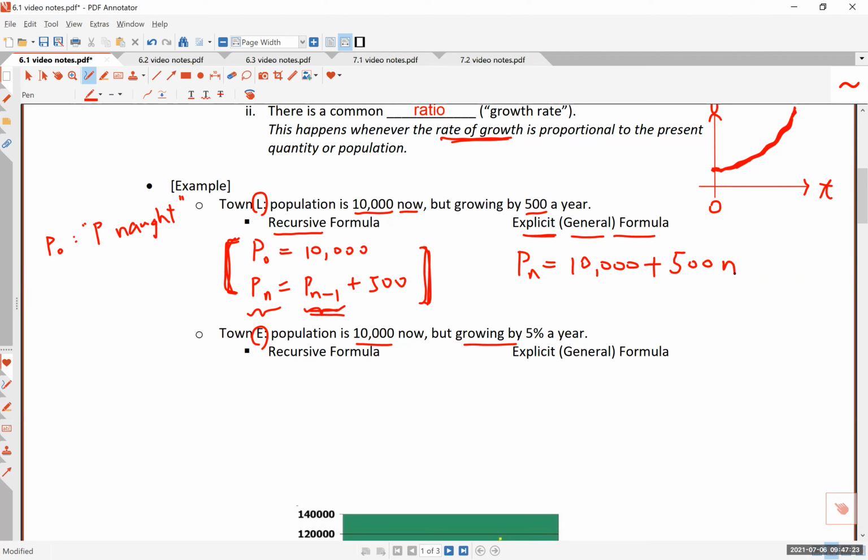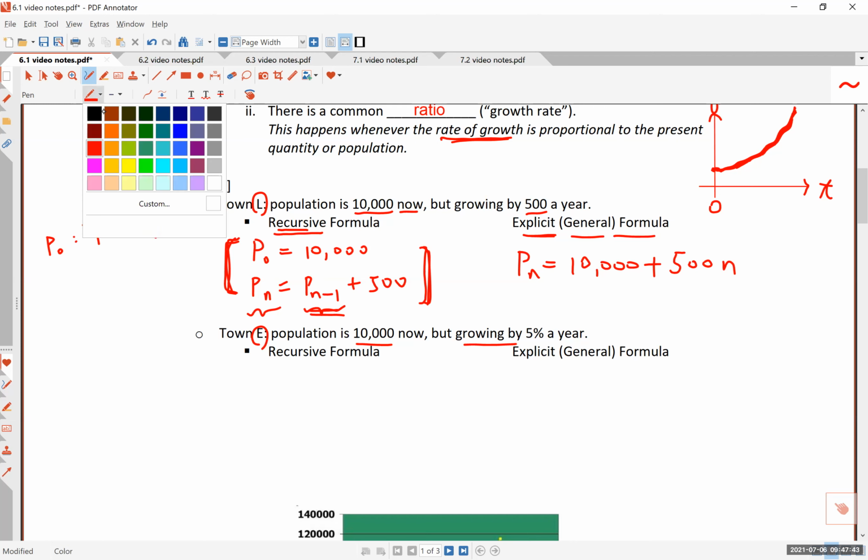So after n years, of course, all you have to do is add n times 500. And so that would be called the explicit formula. And there's only one explicit formula. For the recursive, you have to have two. Okay. So linear growth can always be written this way, right?